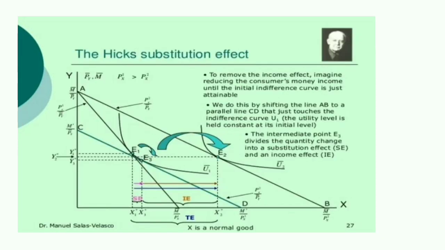The Hicks substitution effect. To remove the income effect, imagine reducing the consumer's money income until the initial indifference curve is just attainable. We do this by shifting the line AB to a parallel line CD that just touches the indifference curve U1, or the utility level is held constant at its initial level. The intermediate point E3 divides the quantity change into a substitution effect and an income effect.